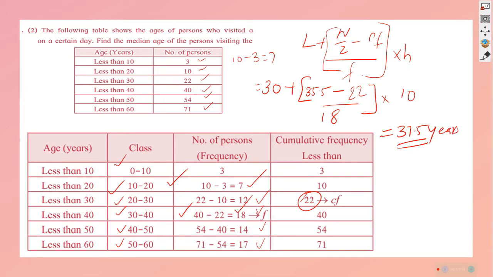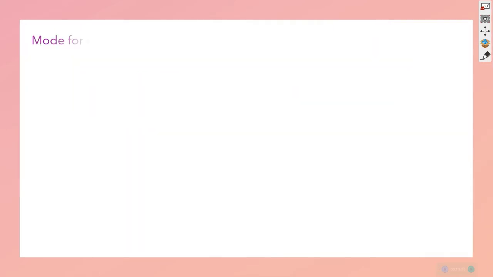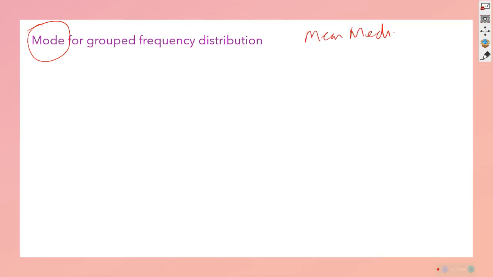This way we can make use of the formula. Formulas have become very important in statistics. Why? Because through formulas you apply, and formulas are created with a lot of thought. Mode is the next thing you have to study. This is a new thing you are studying. Mean, median, mode. That is a way of learning.